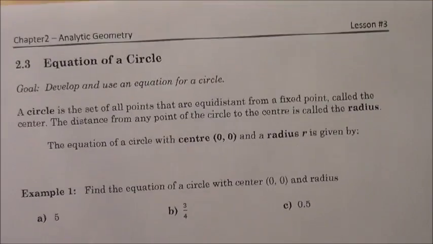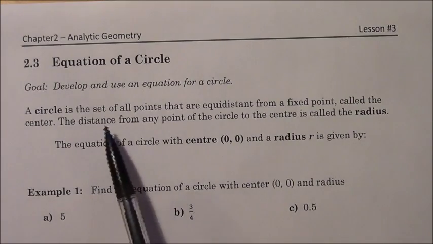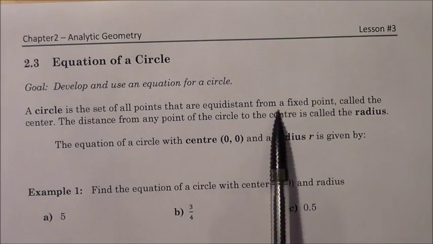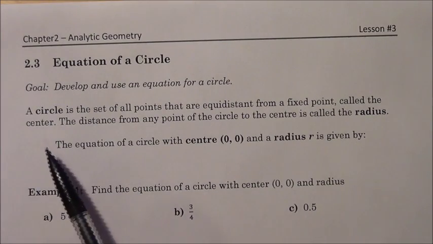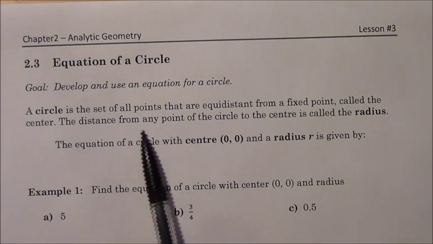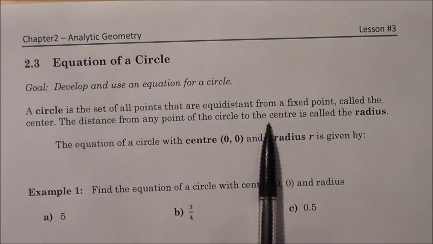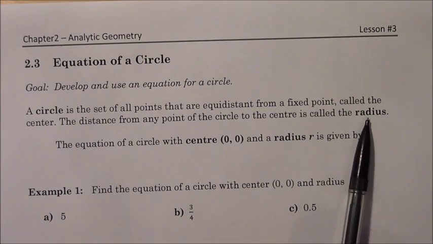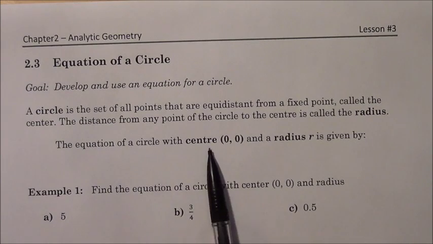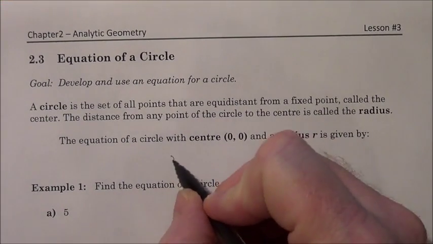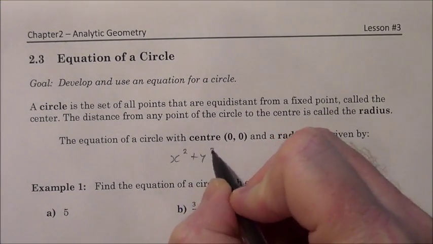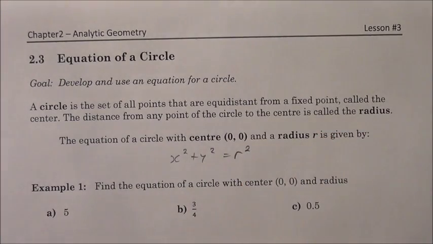If we go to the worksheet, we see that a circle is a set of all points that are equidistant from a fixed point called the center. And in the case that we just showed, that was the origin. The distance from any point of the circle to the center is called the radius. The equation of the circle with center 0, 0 and radius r is given by x squared plus y squared equals r squared.